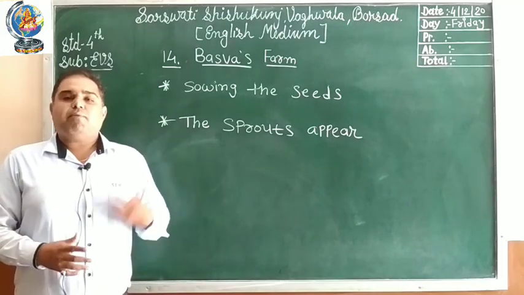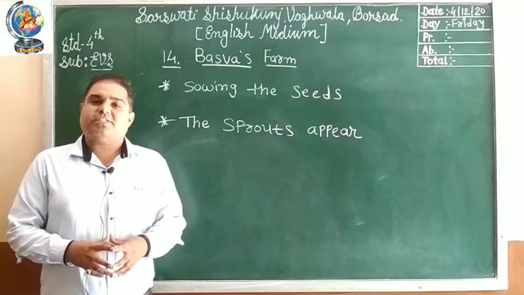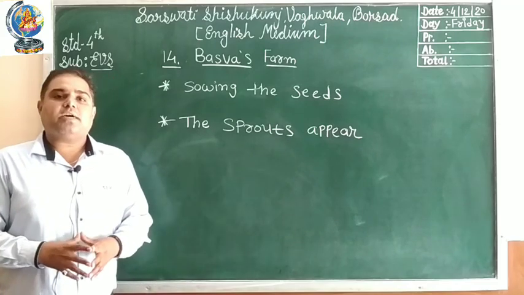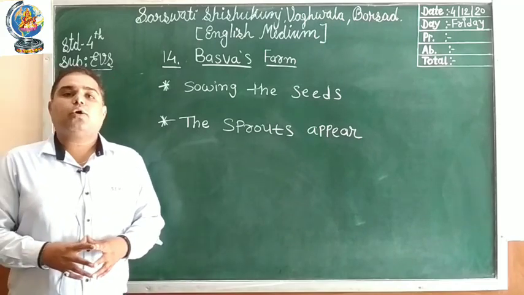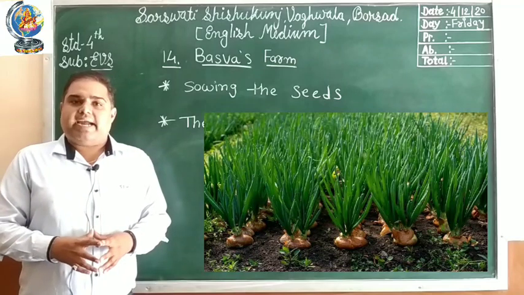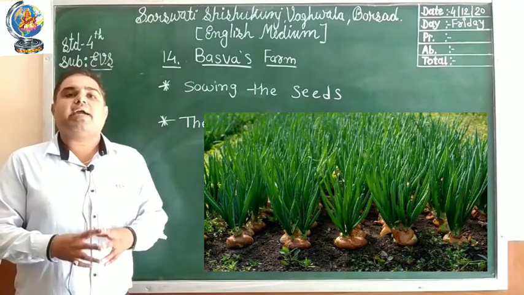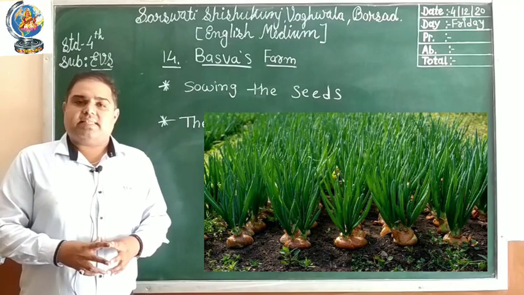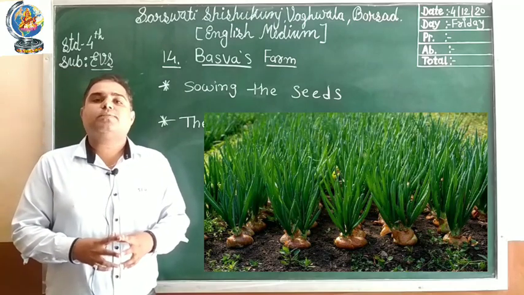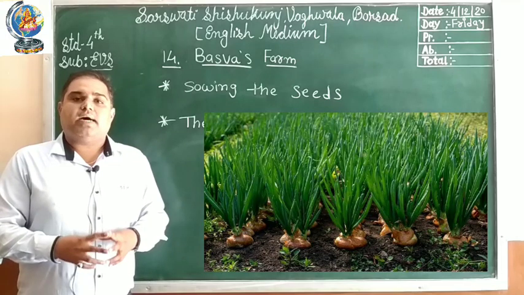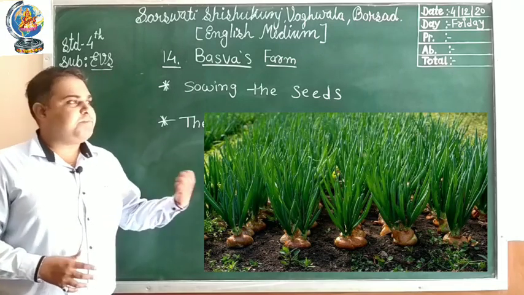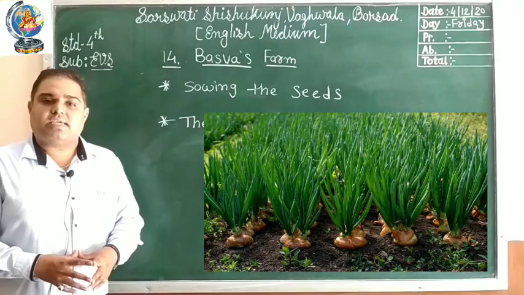So students, here I want to show you one or two pictures. Students, this is a picture of an onion field. You can see how the onion fields look, or how the onion crop is growing in the field. So these are the pictures that you can see.